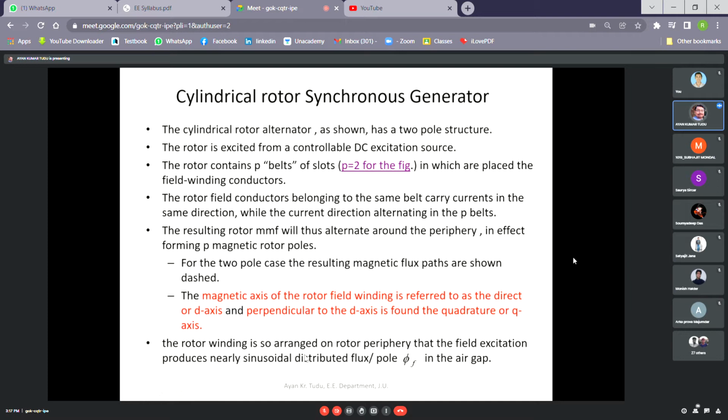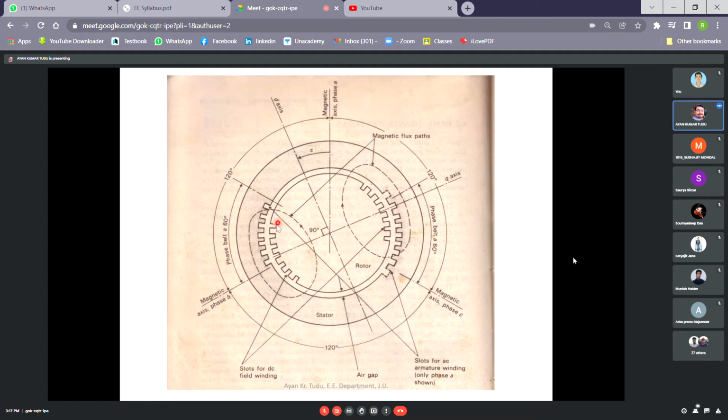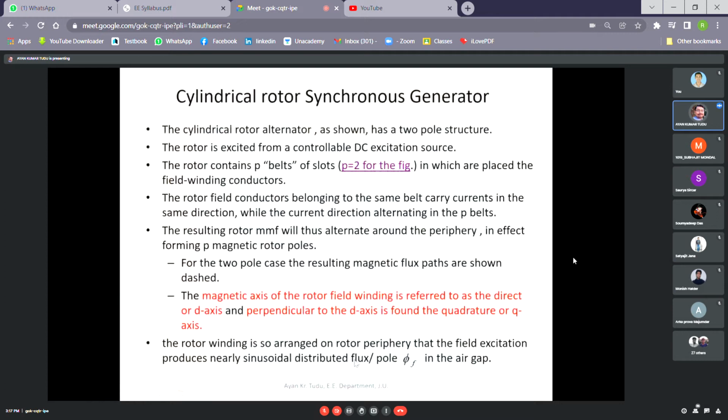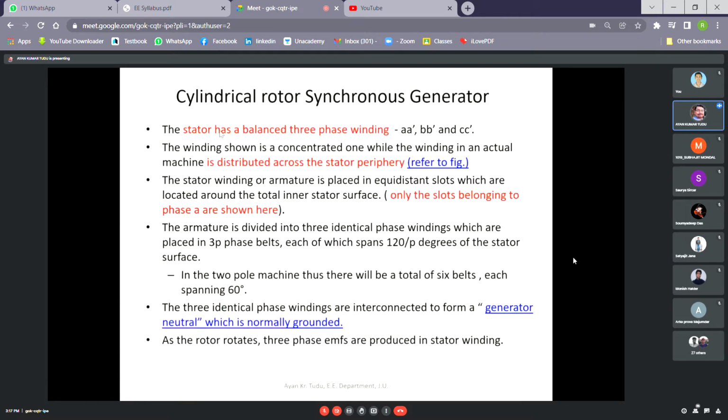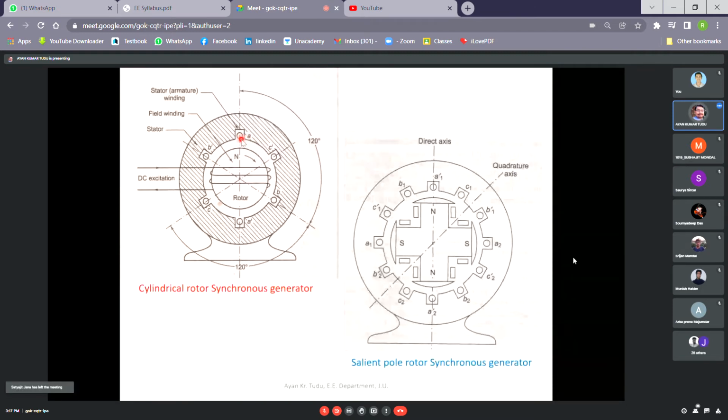So the rotor winding is so arranged on the rotor periphery that the field excitation produces nearly sinusoidal distributed flux per pole in the air gap, and that value is our phi f. Similarly, when we're talking about the stator, the stator has balanced three phase windings, a prime, b prime, c prime, as you can see in this figure.